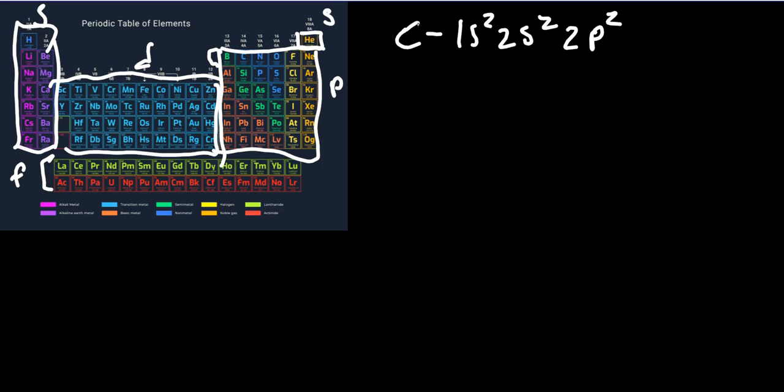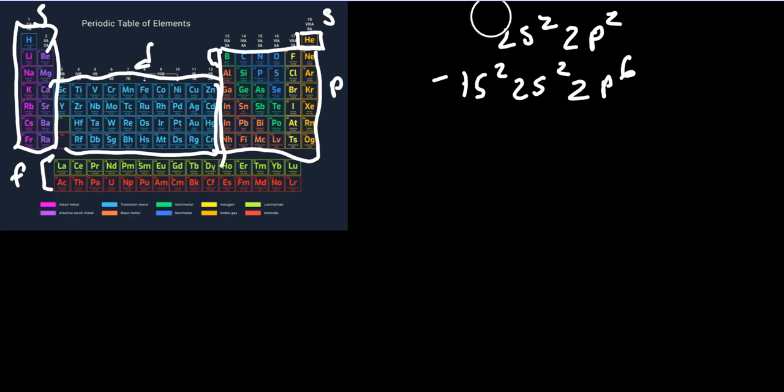Okay. Now, what about neon? If we use neon, we have our electron configuration of 1s2, 2s2, and we're going to be in the p block, and we're going to be the 1, 2, 3, 4, 5, 6th one in the p block. So 1s2, 2s2, 2p6. Okay.